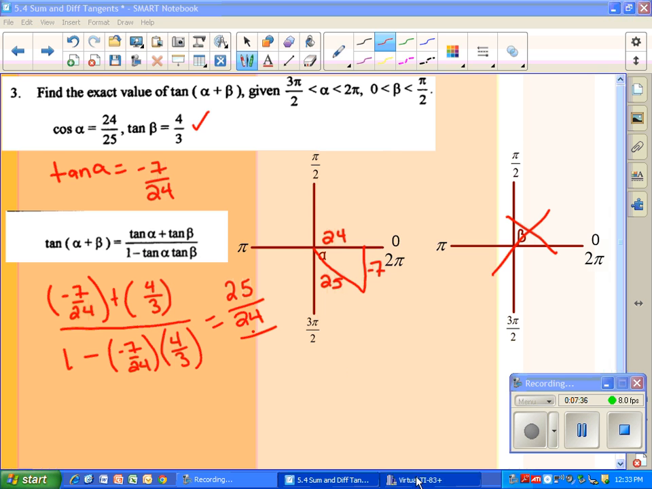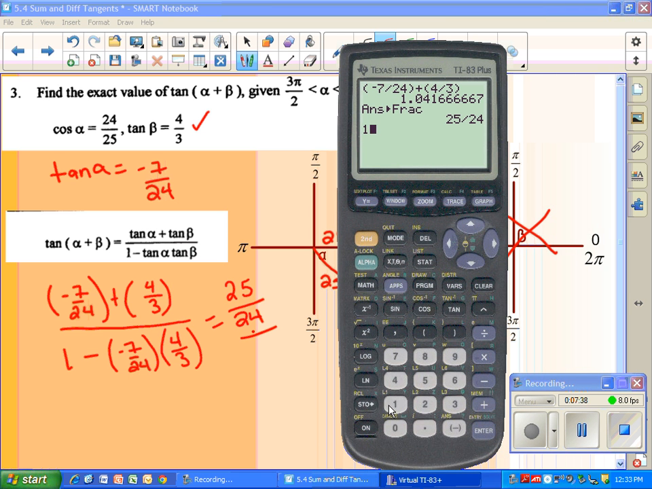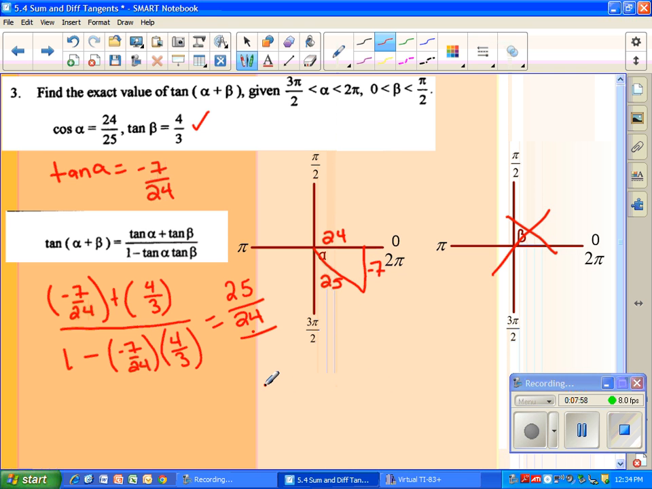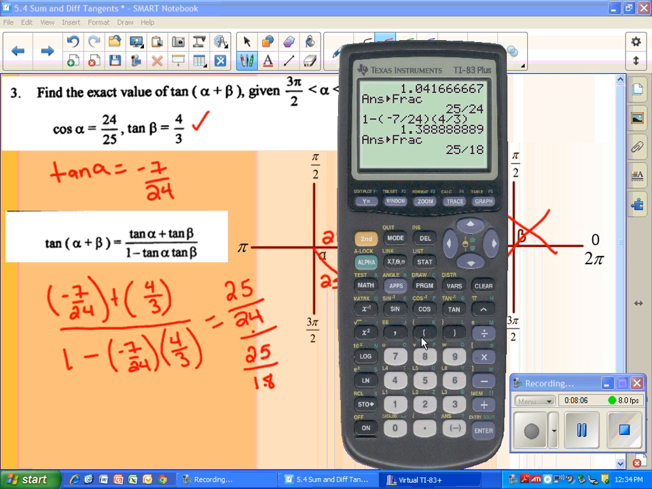Now we're going to calculate the denominator. So we take 1 minus, in parentheses, -7/24, close parentheses, open parentheses, 4 divided by 3, close parentheses, hit enter, and we're going to turn it into a fraction by hitting math enter, and it's 25/18. So it's over 25/18.